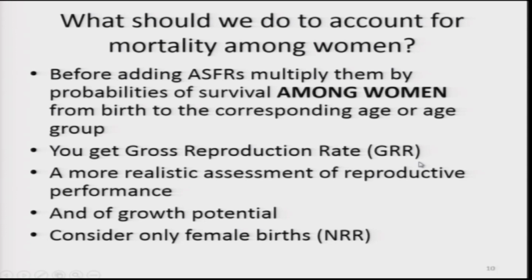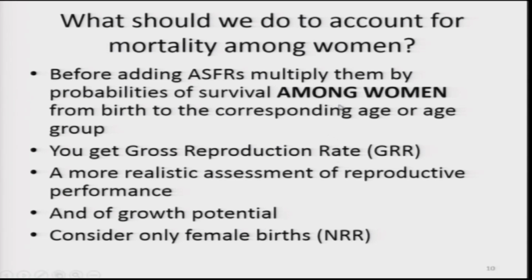Now, to arrive at a figure which will show replacement, you get gross reproduction rate by multiplying total fertility rate by proportion of female births among total births. That takes care of the problem of sex ratio. This is a more realistic assessment of reproductive performance, because number of births is replaced by number of daughters and of growth potential.